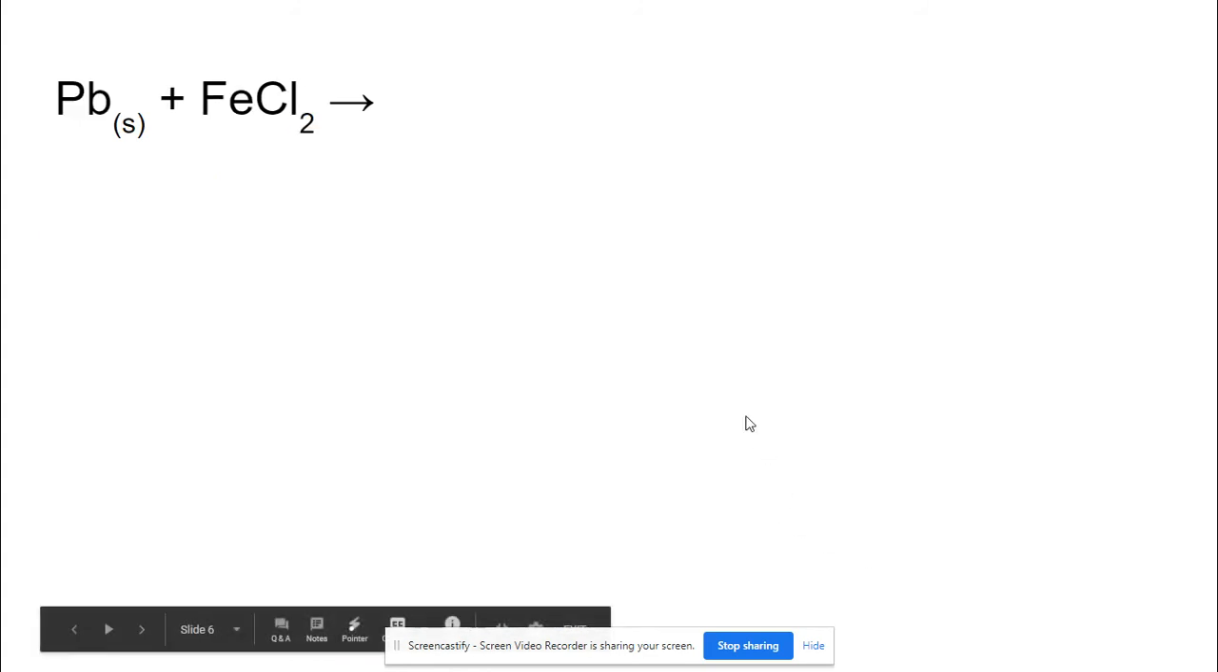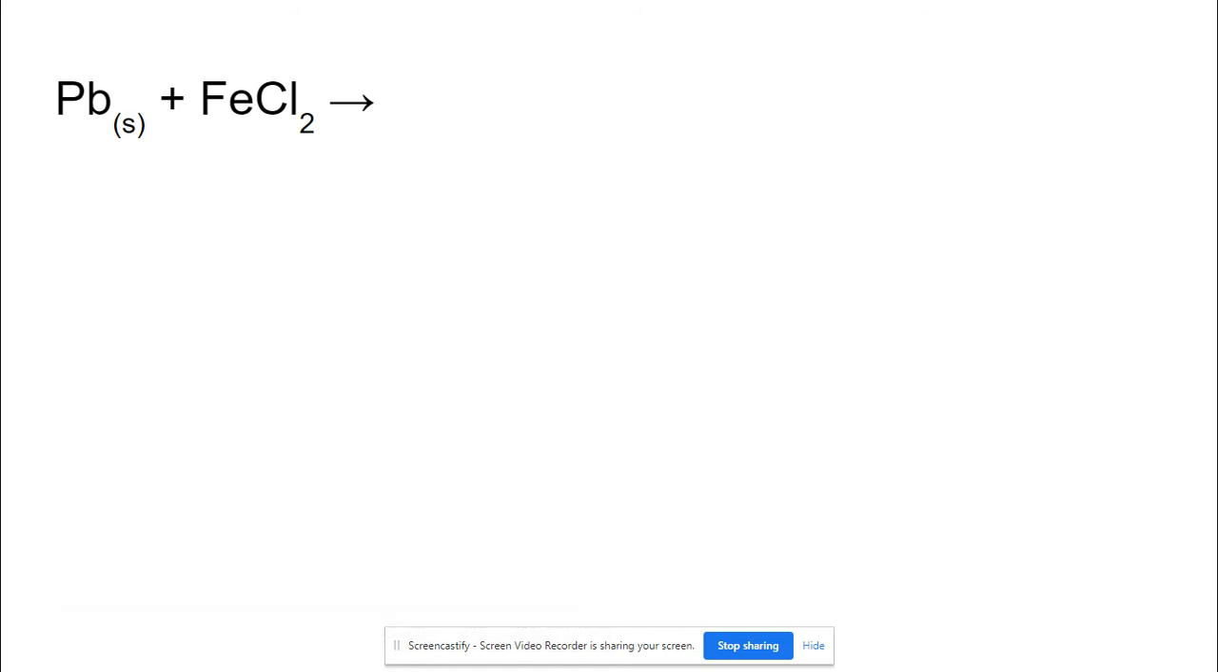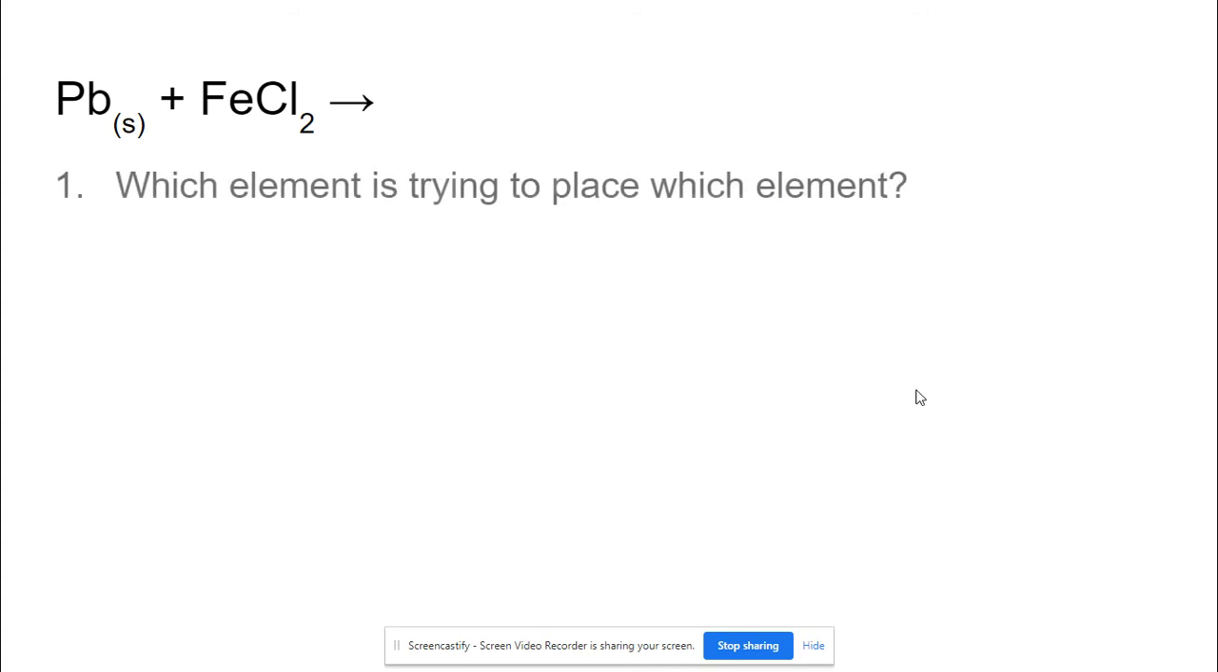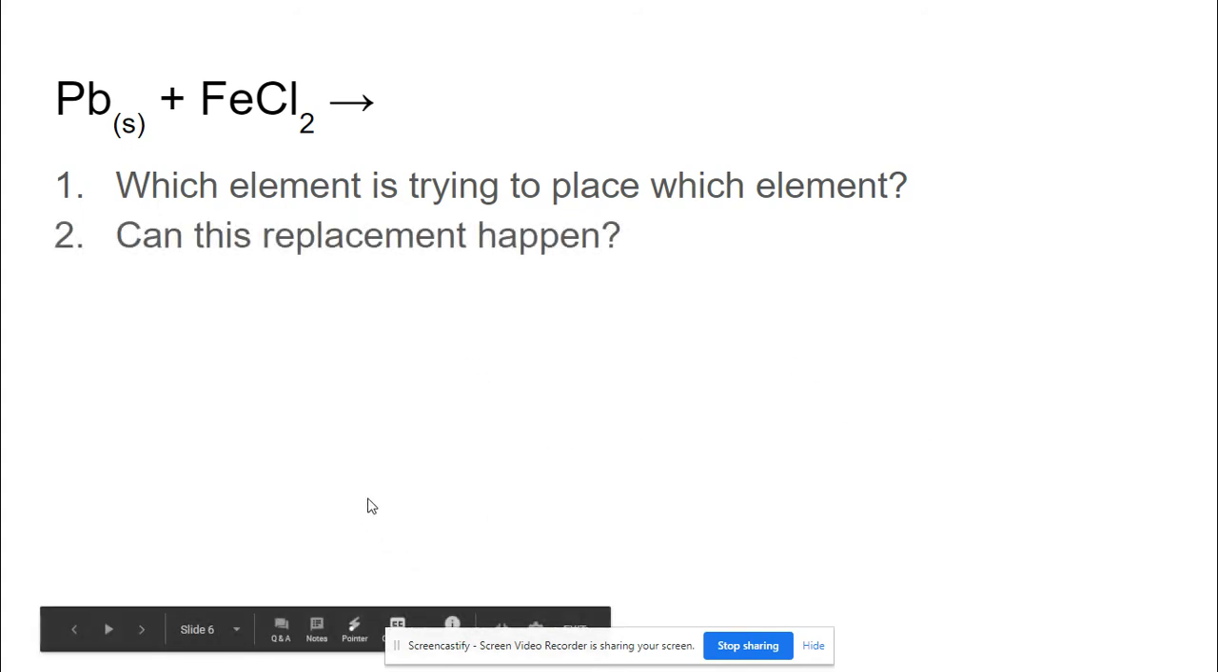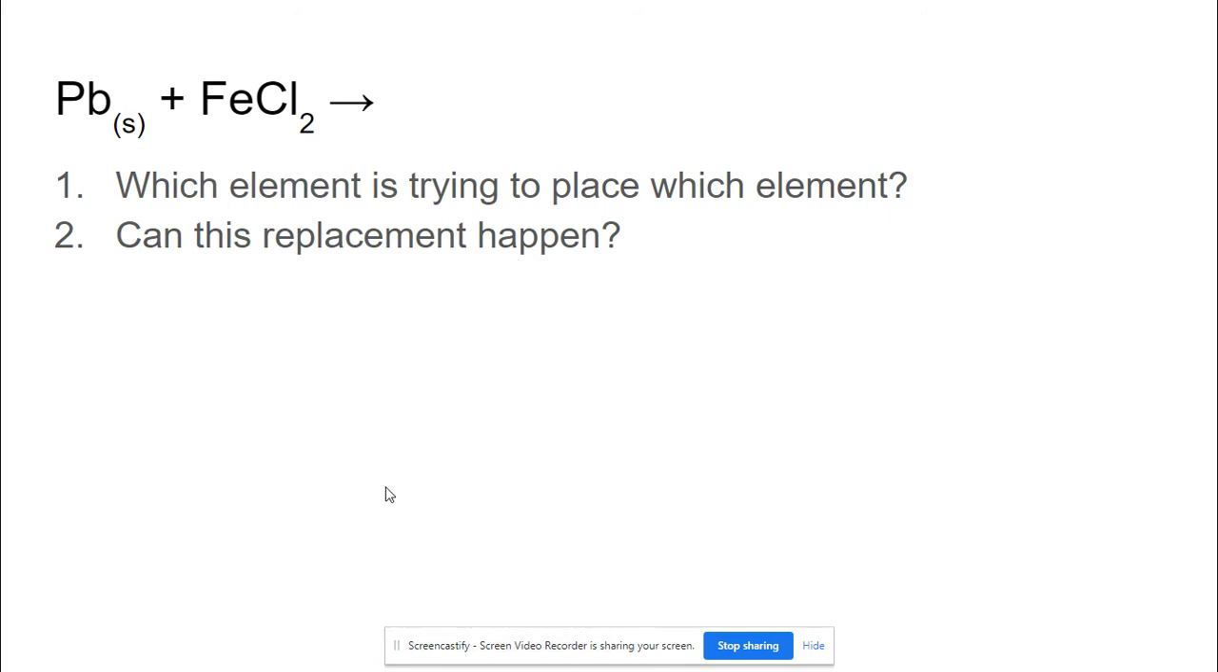Let's take a look at another one. I have lead that is combining with iron 2 chloride. So once again, those questions I need to ask myself. Which element is trying to replace which element? Lead is going to try to replace iron, the other metal. Can this replacement happen? Take a look at that table and see if lead is more reactive than iron.